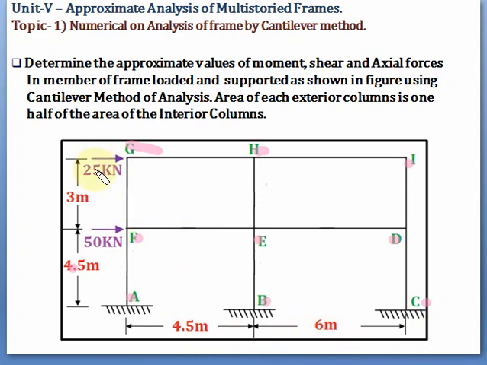Now here there are two horizontal loadings, which we also call lateral loading. One is 25 kilonewton, which is acting at joint G, and the second load is 50 kilonewton, which is acting at joint F. So this multi-storied frame is subjected to lateral loads of 25 kilonewton and 50 kilonewton. Okay, the next step.